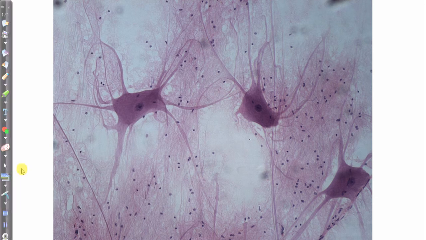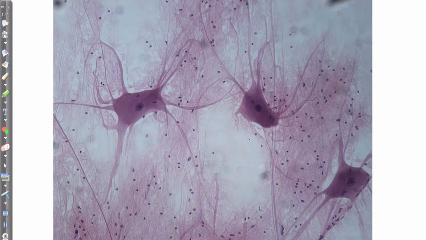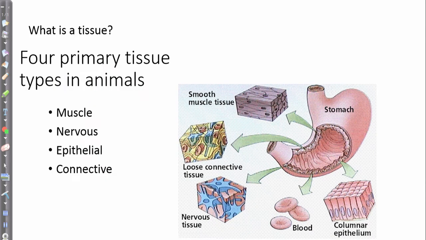This represents nervous tissue. But again, just as we saw before in our dancing ladies at the beach in Hawaii, we didn't see the name there, but we could piece it together. The point of this is when you are in lab or you're learning tissue types, pay attention to the details, zoom in, because even at this level, anatomy reflects physiology.